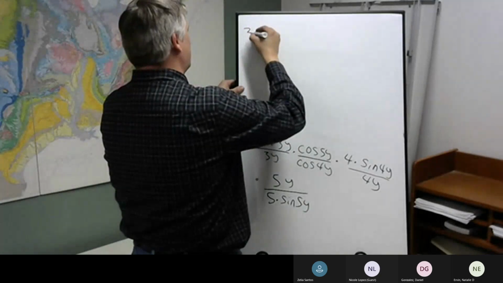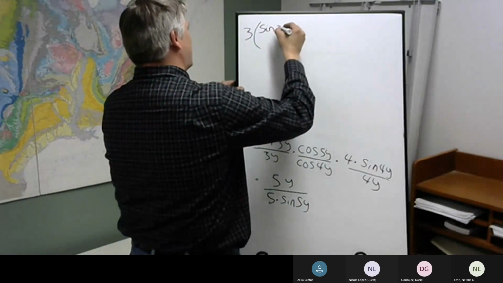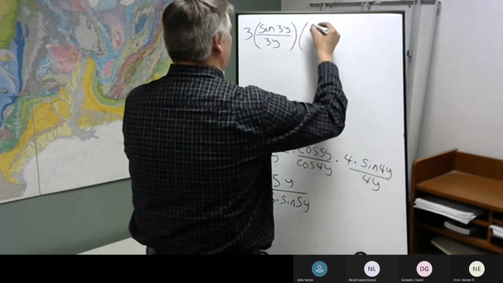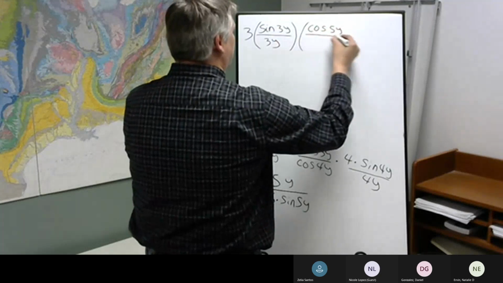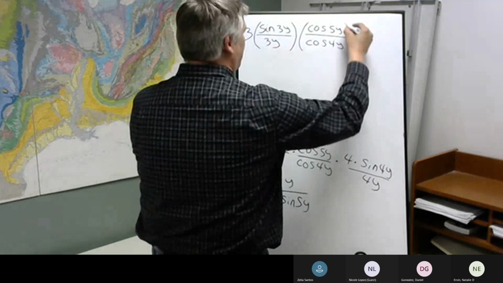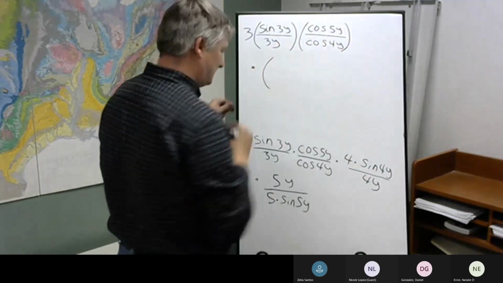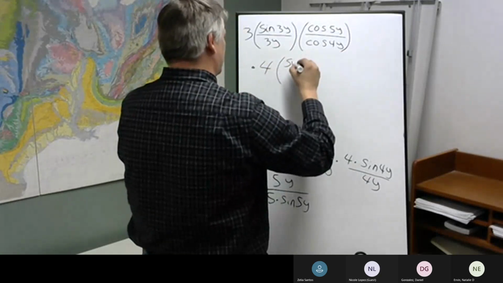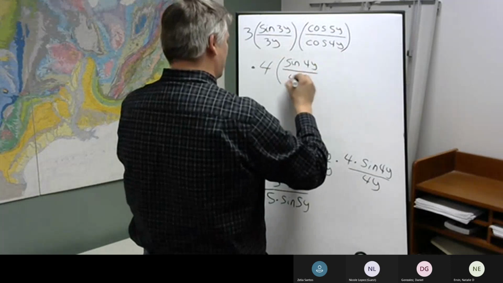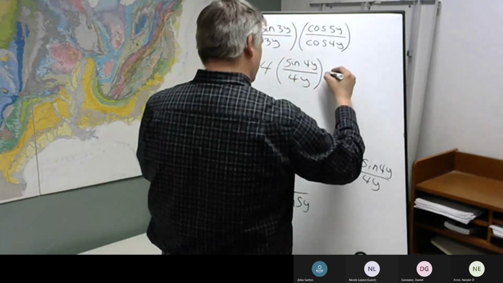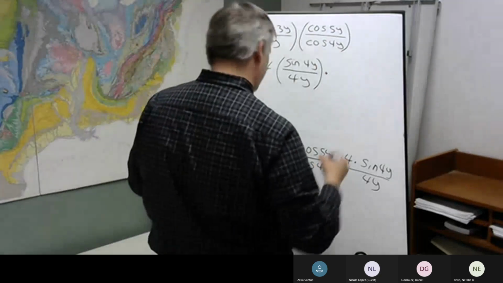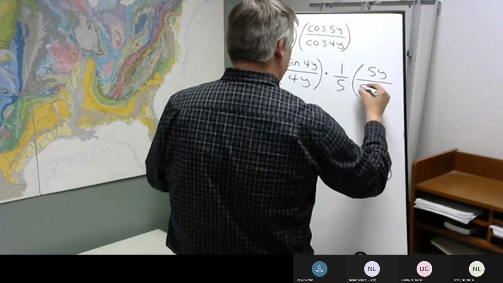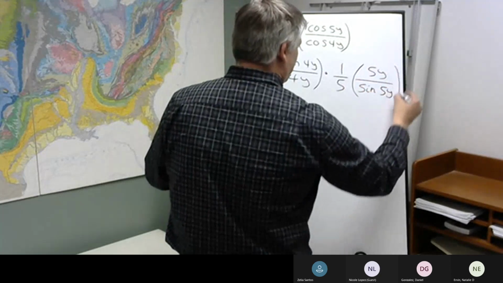So this will become 3 sine of 3y over 3y, cosine 5y, cosine 4y, times 4 sine of 4y, times 1 over 5y over sine of 5y.